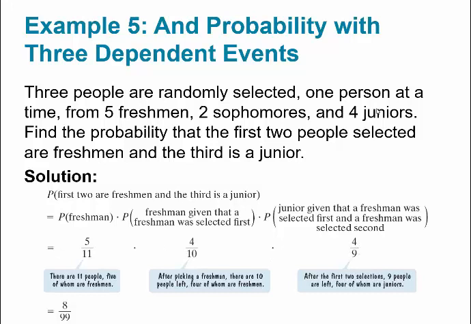Well, there are 4 juniors, but how many people are there left to select from? Well, you removed 2 people already, so now there are just 9. So this is 5 times 4 times 4 divided by 11 times 10 times 9. And that ends up simplifying to roughly 8 out of 99. So notice the subtle difference here.